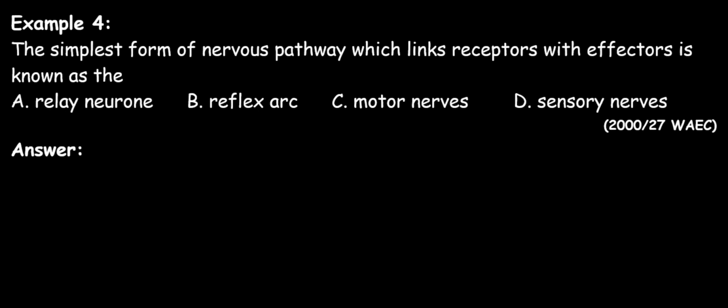Our next question says, the simplest form of nervous pathway which links receptors with effectors is known as the A. Relay neuron, B. Reflex arc, C. Motor nerves, D. Sensory nerves. The answer to this question is B, and that is because the reflex arc is the simplest pathway which links receptors with effectors.